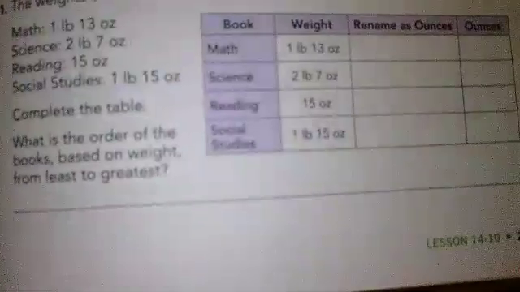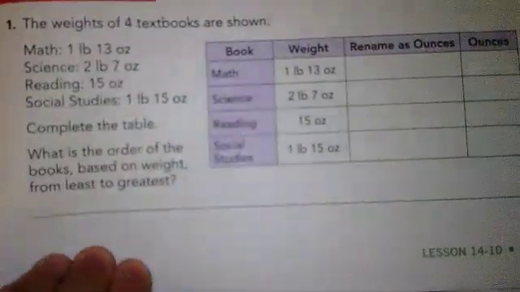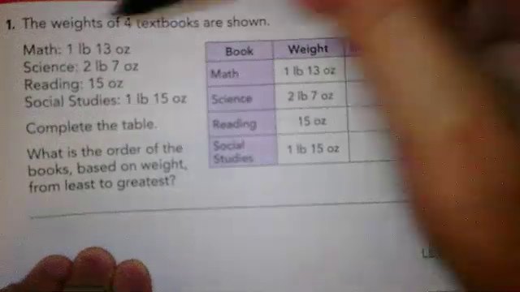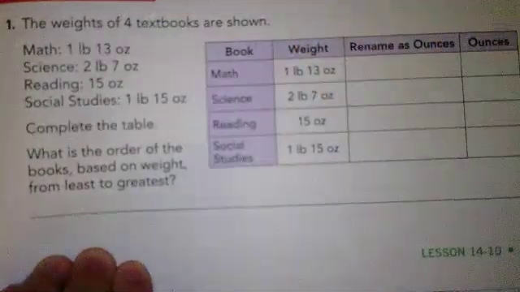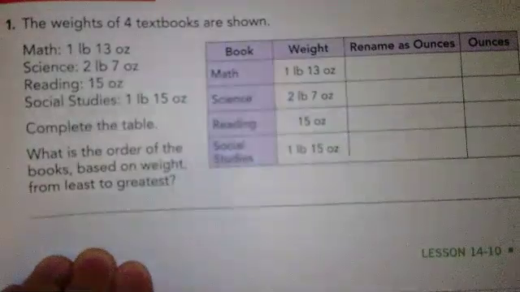We're going to write in our notes in just a minute. Okay? So, let's look at these. Now, it says the weights of 4 textbooks are shown. So, we have all 4 textbooks: math, science, reading, and social studies.